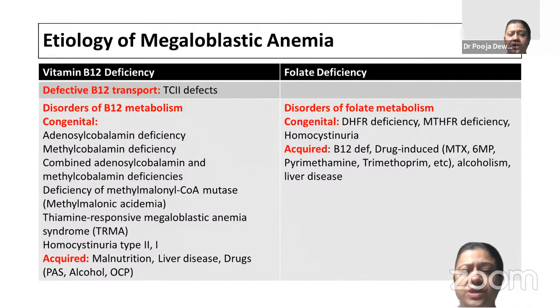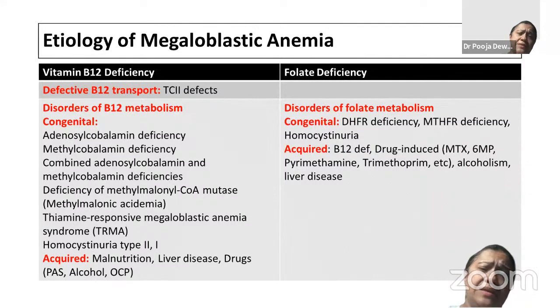Likewise, homocystinuria, although it is of three types, we know that type 1 and type 2 are associated with megaloblastic anemia. And here you can suspect your patient to be having these conditions based on eye findings, like if you have subluxation of the lens, or the patient is having developmental delays. Sometimes they present with stroke-like illnesses.